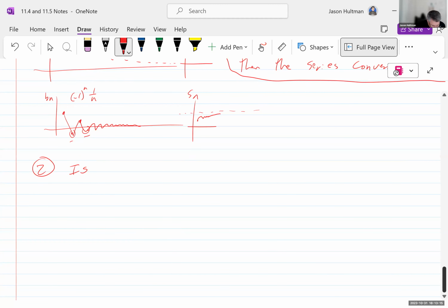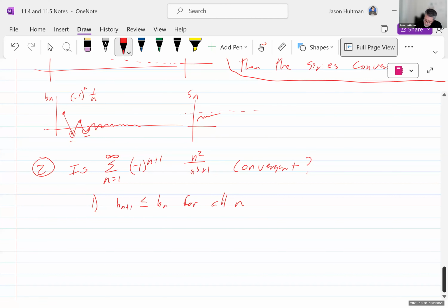So is this guy, which is (-1)^(n+1) times n squared over n cubed plus 1, convergent? Does this thing converge by the alternating series test? Well, let's see. We need to know, 1, if b_(n+1) is less than or equal to b_n for all n. And what is b_n? b_n is this thing here.